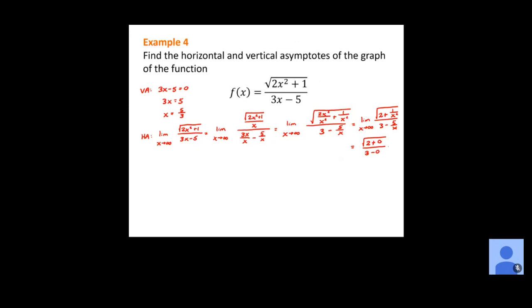So now when we simplify this, what's this going to give us? Okay, good. The square root of 2 over 3. So there's our limit as x approaches positive infinity. Any questions on calculating that limit now?